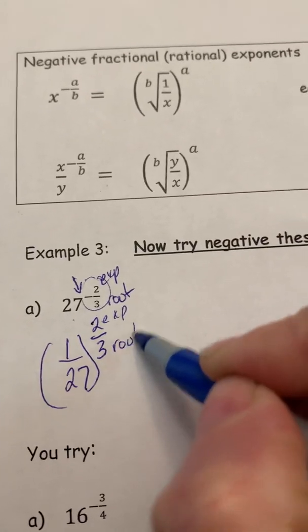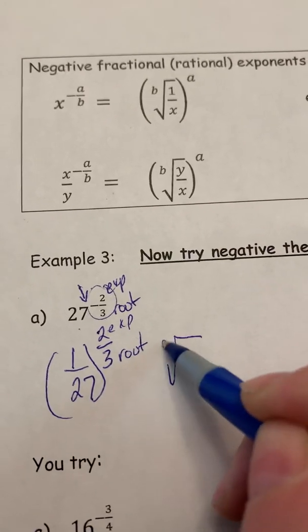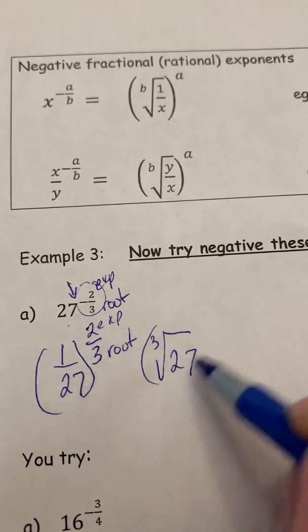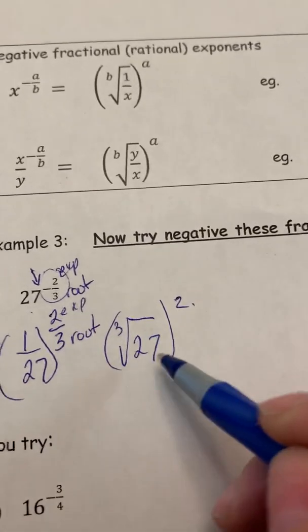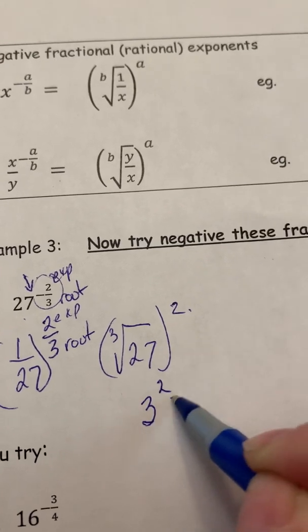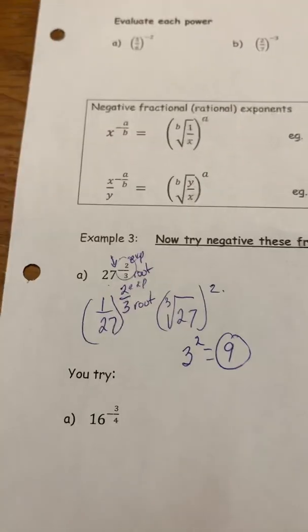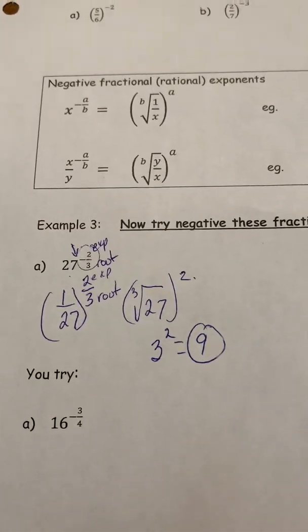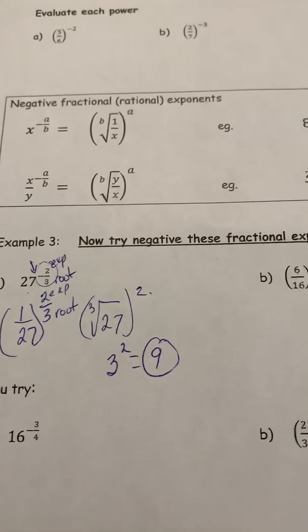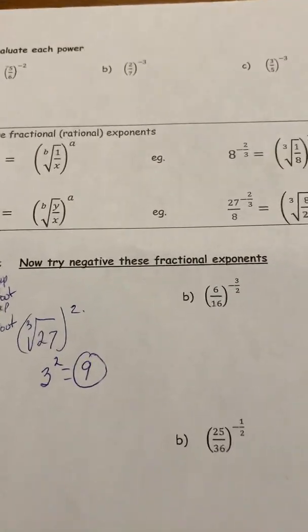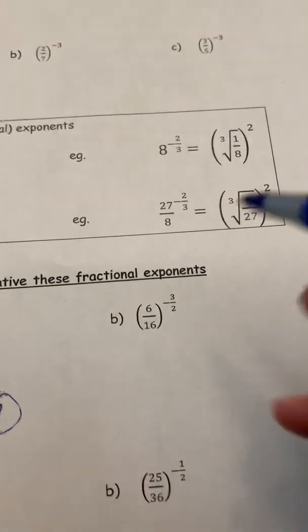Exponent, root. So now we're going to write the cube root of 27, and then we are going to square that. So what's the cube root of 27? 3, and 3 squared is 9. Now I know I made that look fairly quick and easy, okay, but this is just our first foray into it. I'm going to do one more example, okay, and then we're going to come back to this and do this again tomorrow, so I don't want you to be stressed.